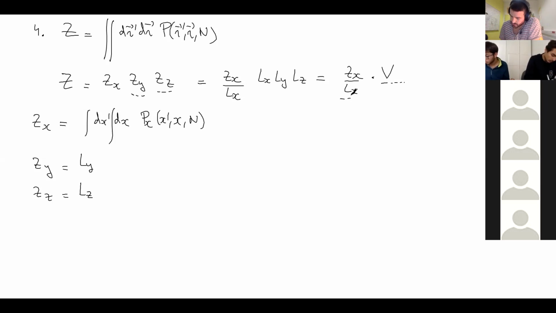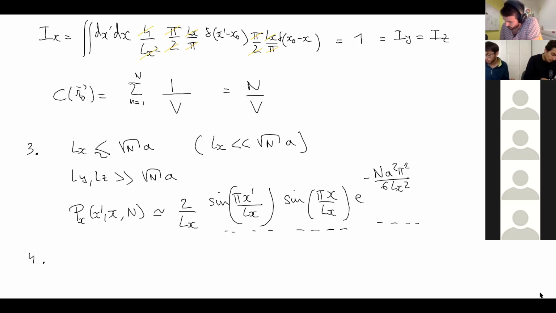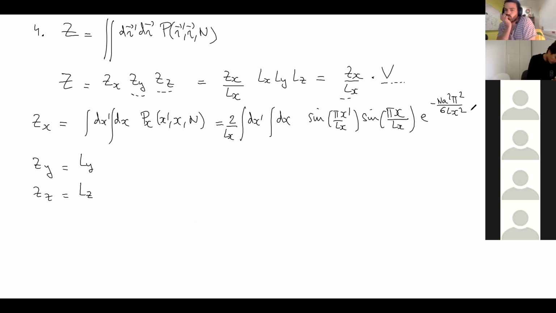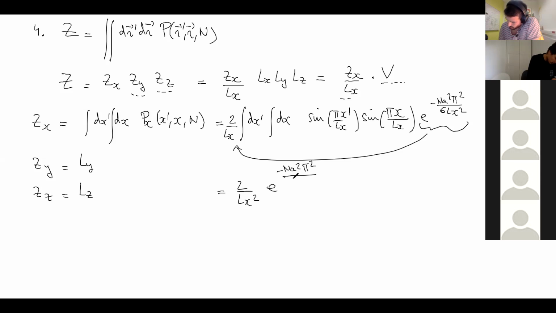This is what I want to calculate: Zx over Lx. So let us go on. This is the integral over x prime and x of Px. Remember, I have the ground state approximation, which is written here, so I will only keep the ground state now. So it's 2 over Lx, and you have sine of pi x prime over Lx, sine of pi x over Lx, and a constant that goes out of this double integral. So I'm left with the prefactor and then a product of two identical integrals, dx sine of pi x over Lx for x going from 0 to Lx, everything squared. It's the same.